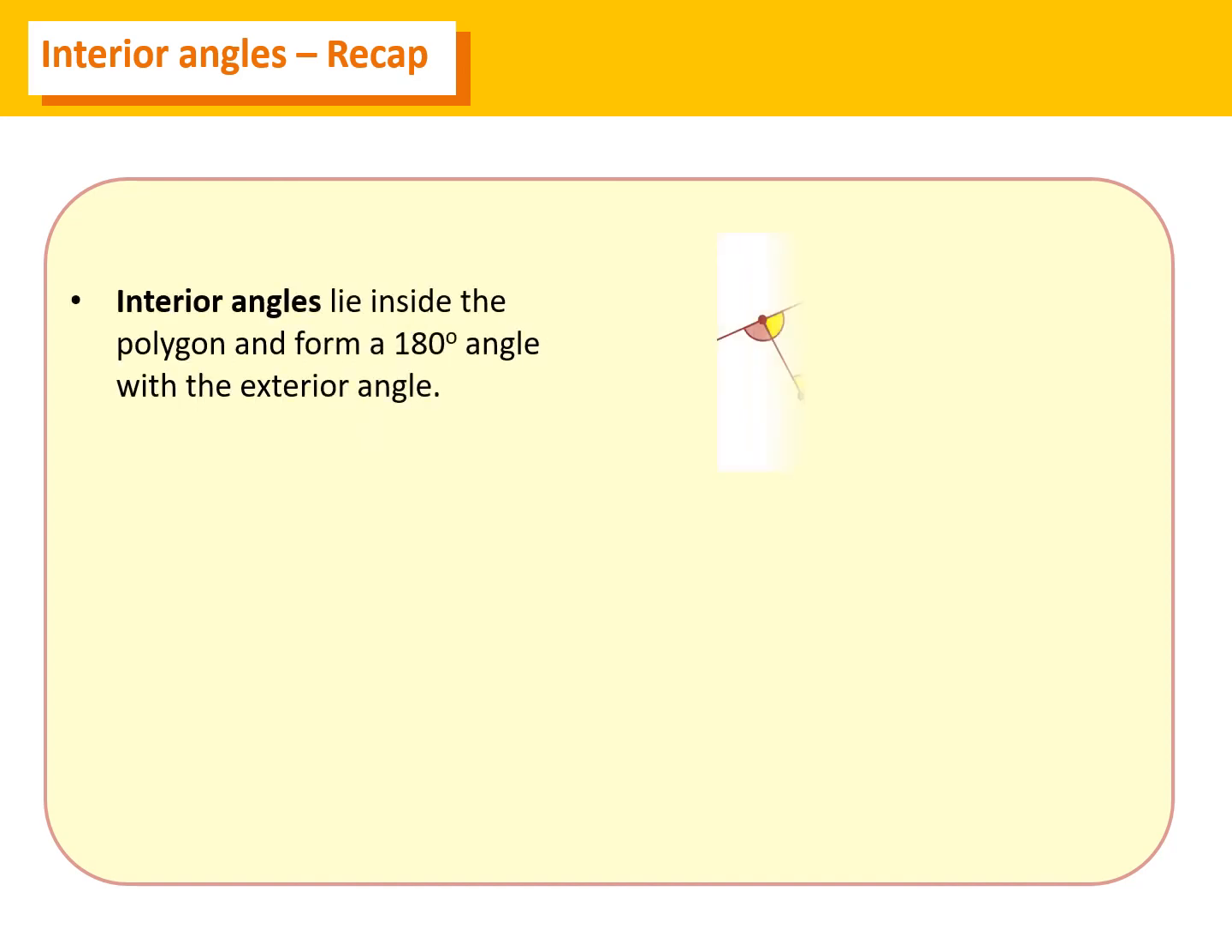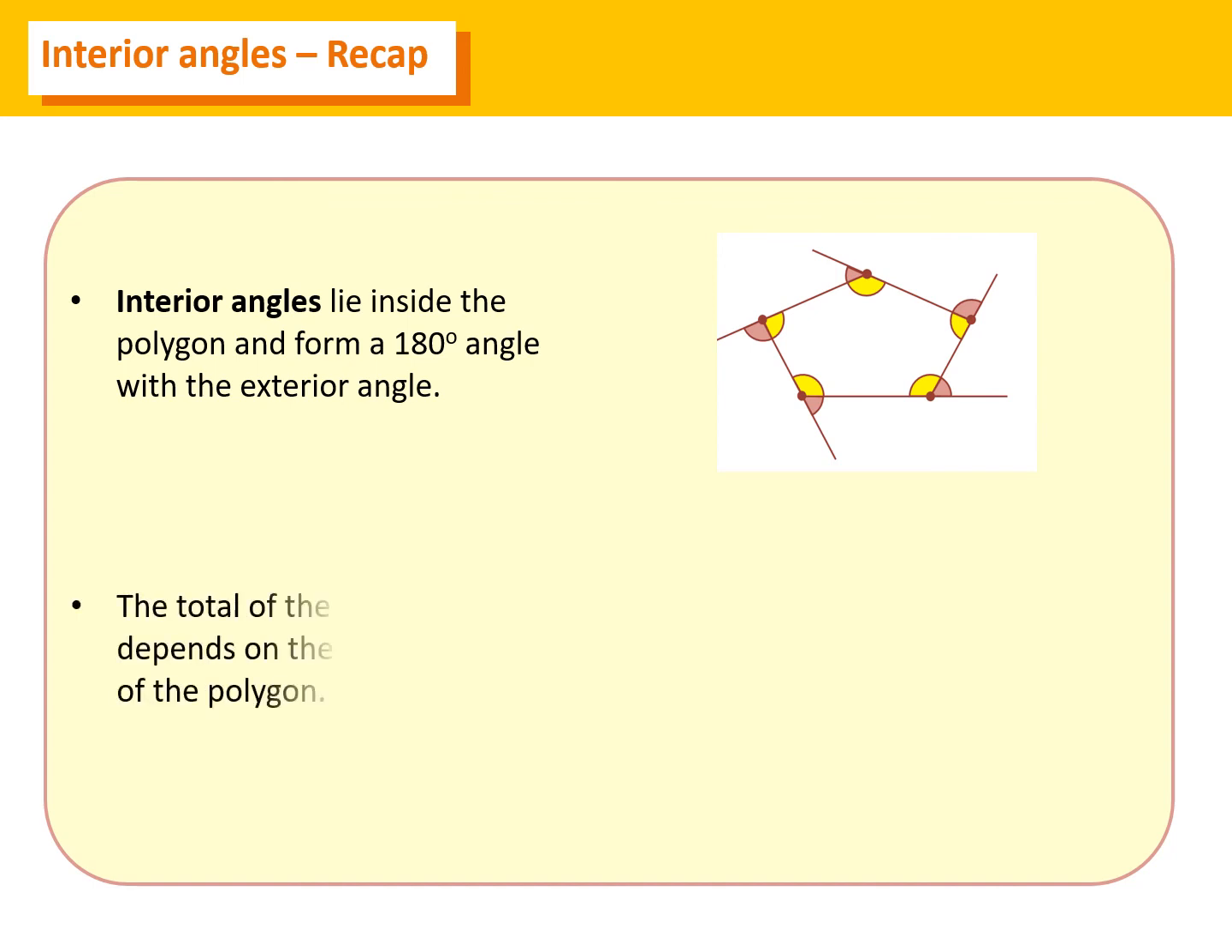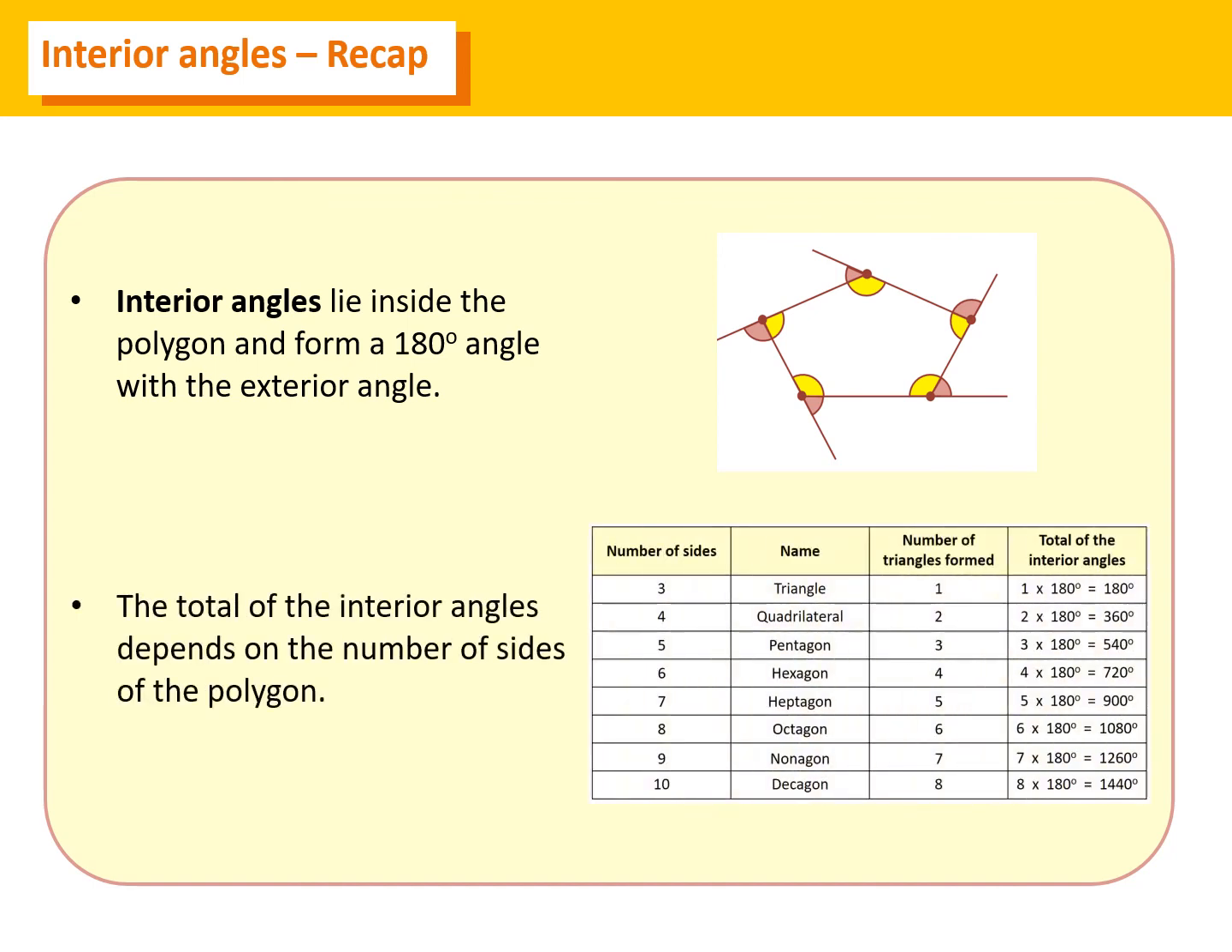Let's put everything we've learned together in a recap. Interior angles lie inside the polygon and form 180 degrees with the exterior angle. The total of the interior angle depends on the number of sides of the polygon. The greater the number of sides, the greater the total of the angles. But we have a formula for the total of the interior angles, which is n subtract 2 times 180, where n is the number of sides. And that's the job done.